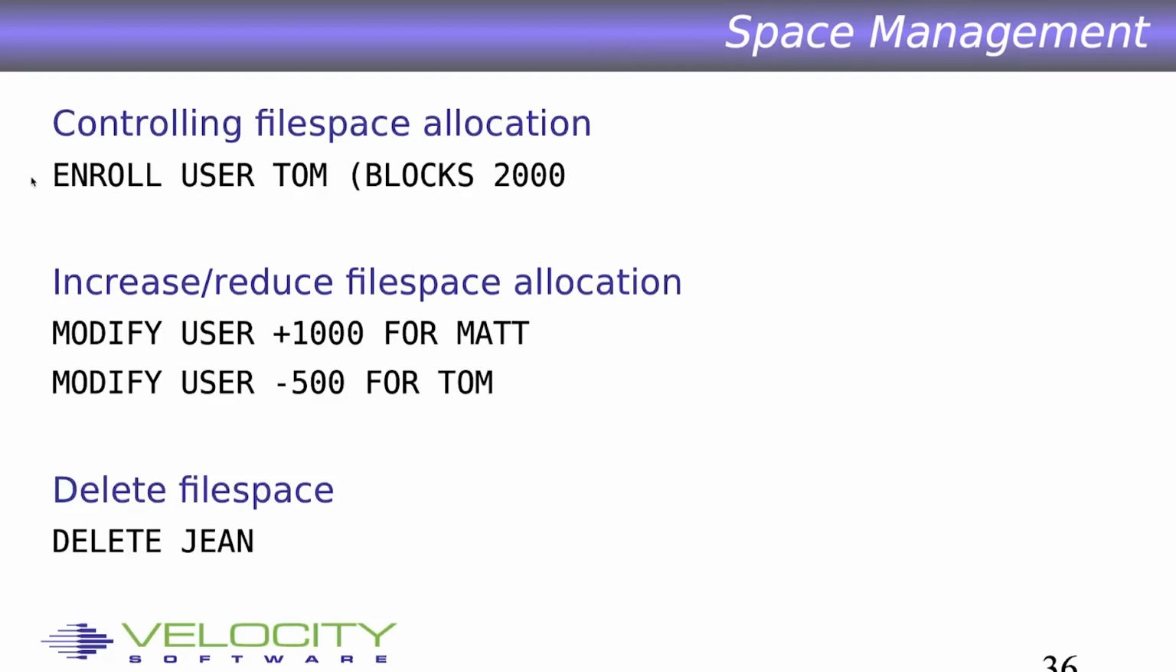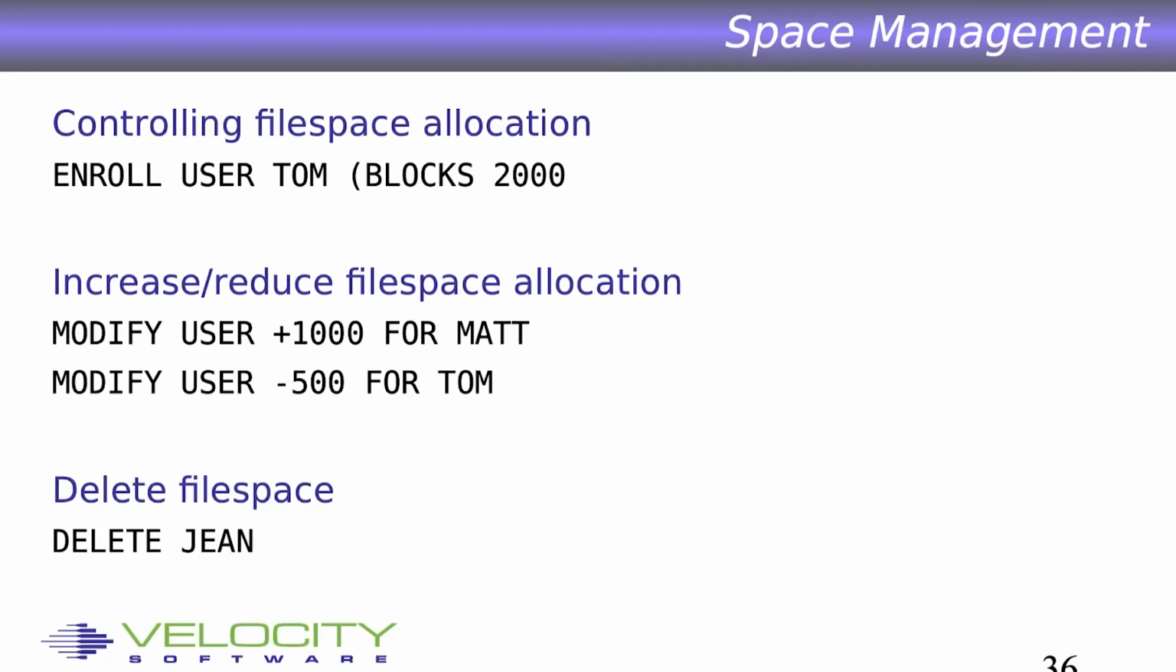To control file space allocation, again, what we talked about earlier, when you're enrolling a user, you give a user a certain number of blocks. In this case, we're giving Tom 2,000 blocks of disk space. You can increase or reduce the file space allocation dynamically, and this is one of the cool features about shared file system.